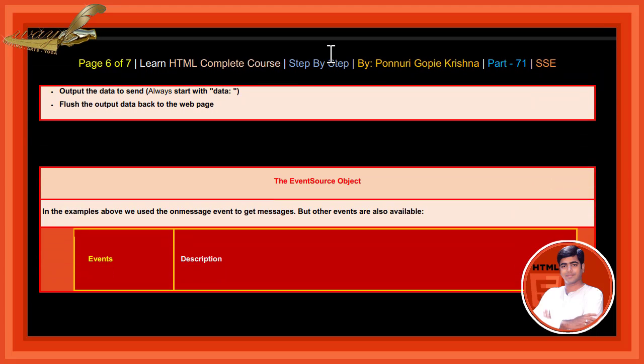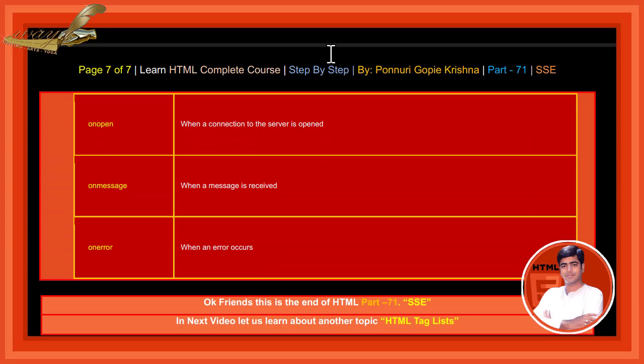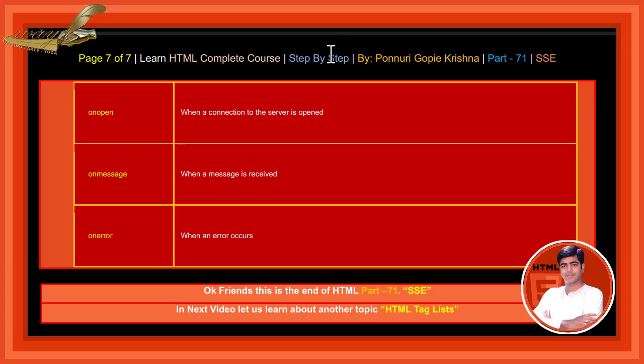The EventSource object. In the examples above, we use the onmessage event to get messages, but other events are also available. See the events in the description. onopen: when a connection to the server is opened. onmessage: when a message is received. onerror: when an error occurs.